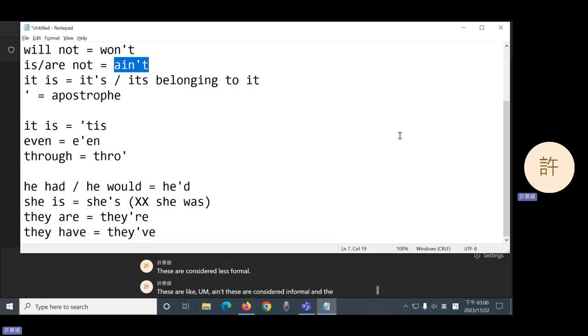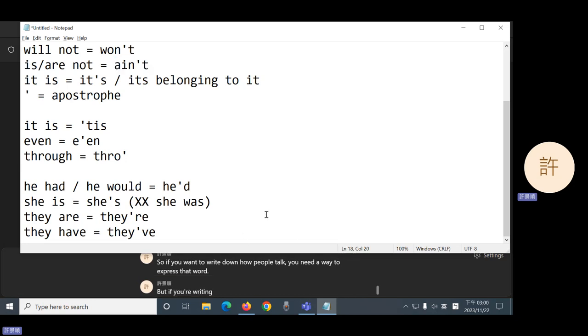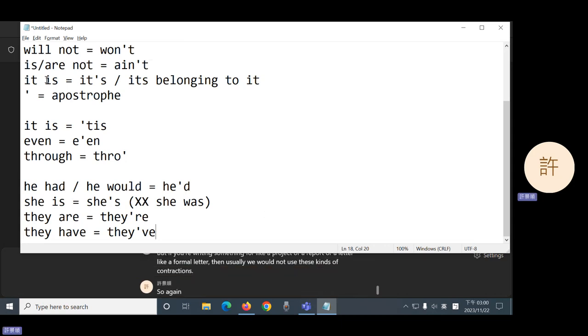And the reason that these words exist is because this is how people talk in real life. So if you want to write down how people talk, you need a way to express that word. But if you're writing something for like a project or a report or a letter, like a formal letter, then usually we would not use these kinds of contractions. So again, contractions with is and not are fine for formal writing, but the others are not.